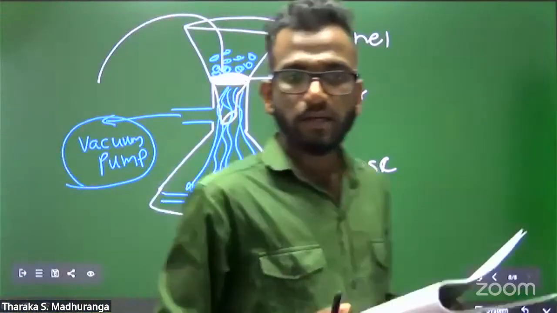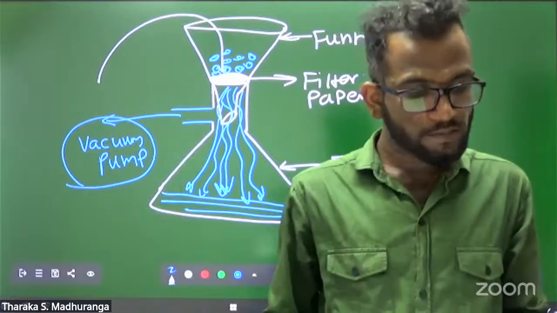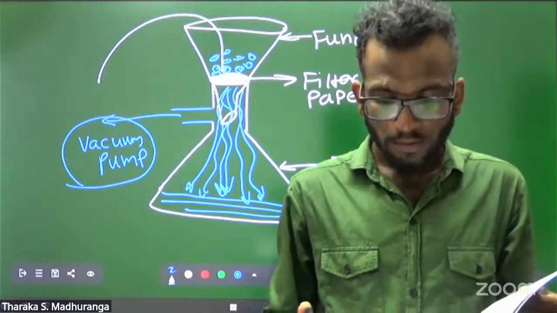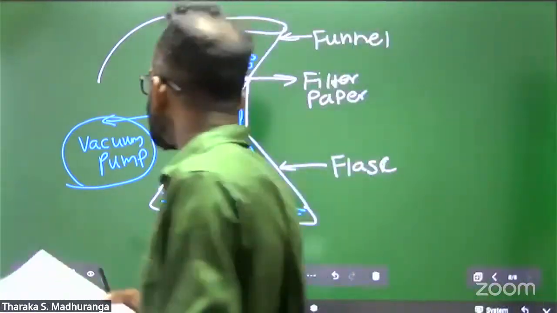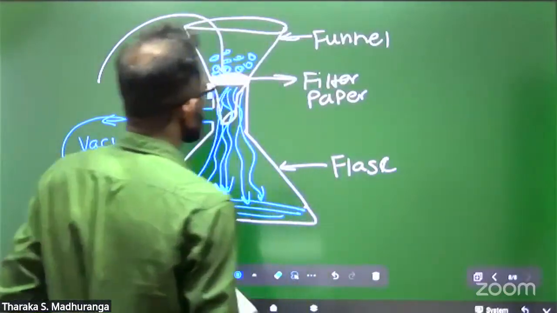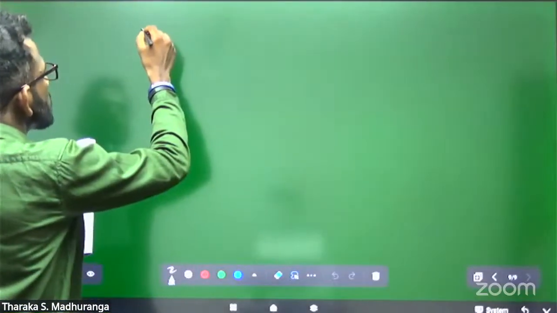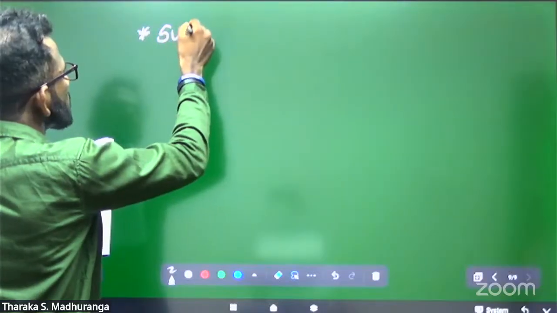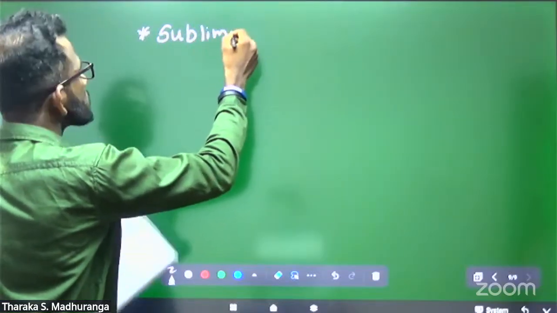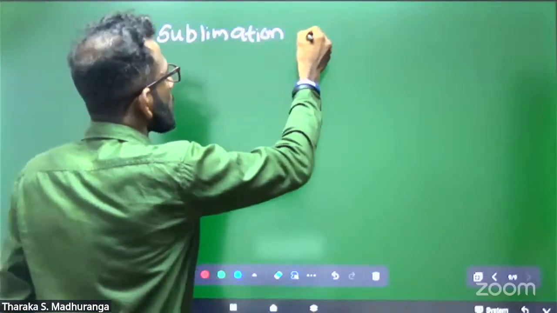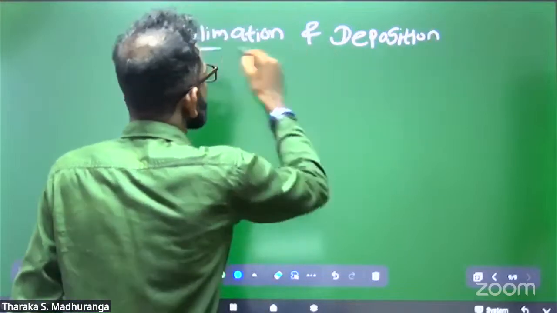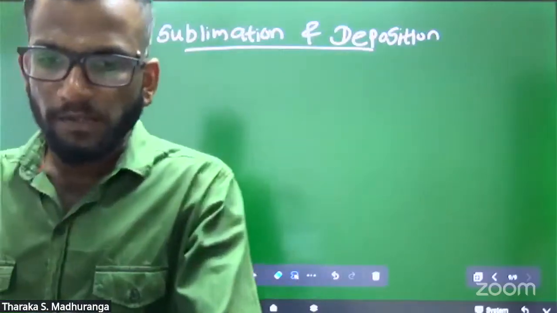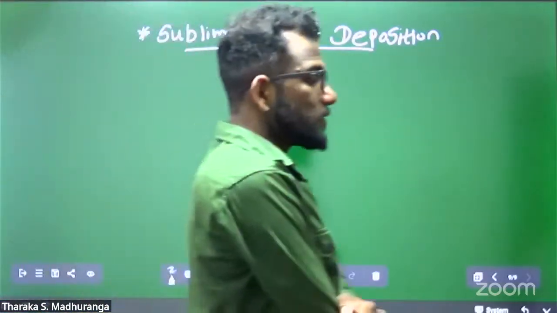Okay, final method. I got the recrystallization. Please read the note. I have given every step here. Okay, purification by deposition and sublimation. Sublimation and deposition. Sublimation and deposition also very simple. Now 9:30, no? That is very simple.